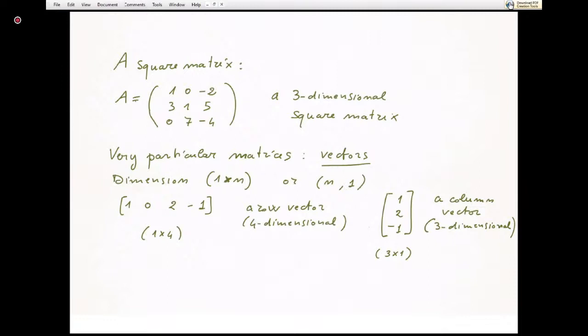A square matrix has the same number of rows and columns. There are very particular matrices that are vectors. They are matrices of dimension 1 by n or n by 1. 1 by n means 1 row and n columns, and they are row vectors. Any questions?